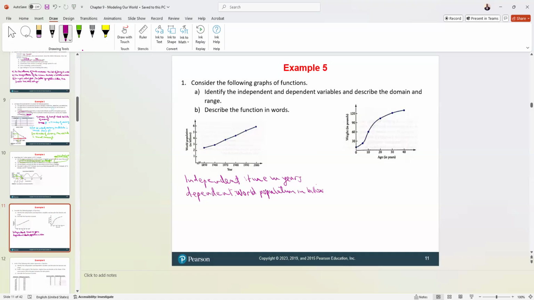All right. Now, what they ask you to do for this one: identify the dependent and independent variables and describe the domain and range, right? So for us, the domain is the set of years. Look at where the domain is. Remember, domain is all about the independent variable. Here, it's a set of years from 1950 to 2000, right? The range, what is the range? You can verify and tell me. The range is the set of population values in billions, right?